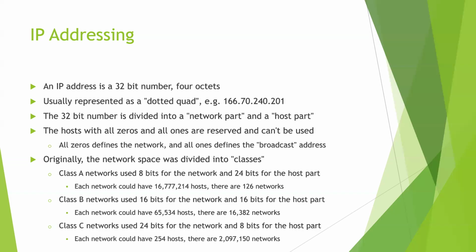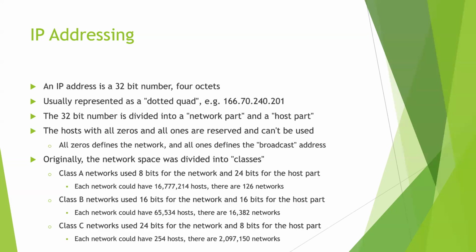Class B networks use 16 bits for the network part and 16 bits for the host part. So each network could have 65,000 hosts, and there were 16,000 networks available in this class B. A lot of universities got these class B addresses. A lot of medium or big companies got these class B networks back in the day.